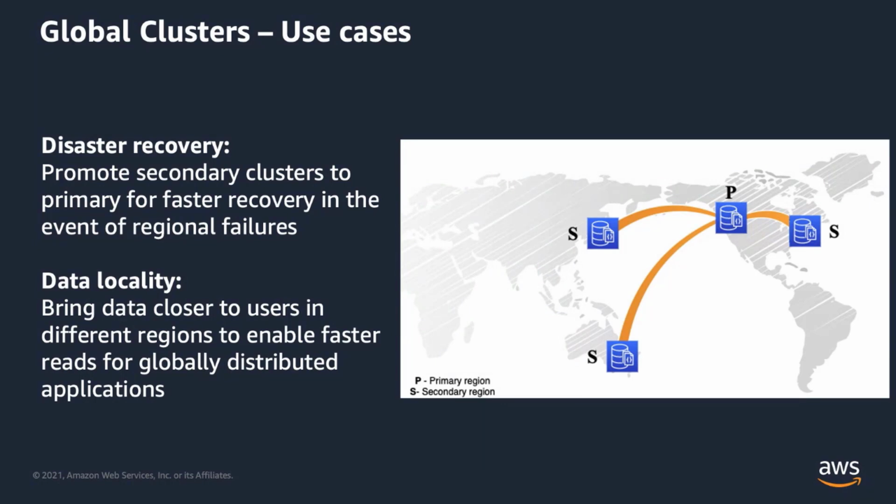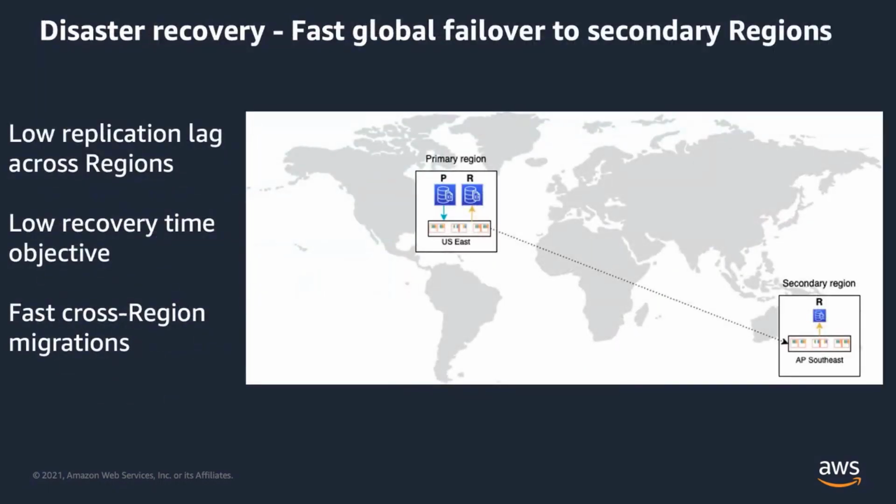By replicating the data to secondary clusters in real time, applications that have users distributed across the globe can benefit from local reads, and they can avoid regional latencies by reading data from a secondary cluster that is closer to their AWS region. We'll double click into both of these use cases now. Let's start with DR. Right?